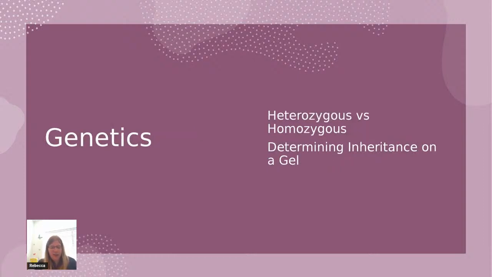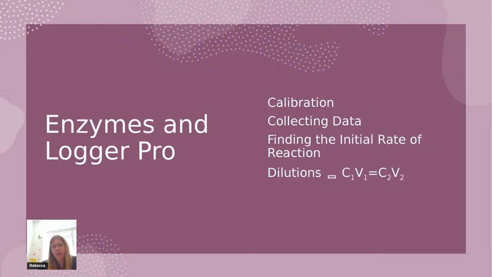Genetics: knowing how to identify if something is heterozygous or homozygous on a gel, or with a genotype provided to you, that's the letter designation. And then being able to determine paternity inheritance from a gel. So those would be important things.